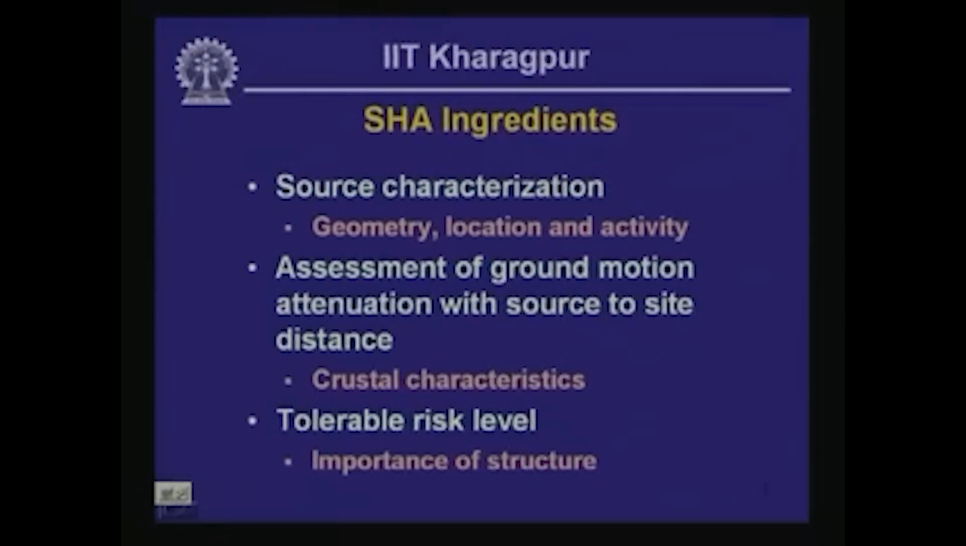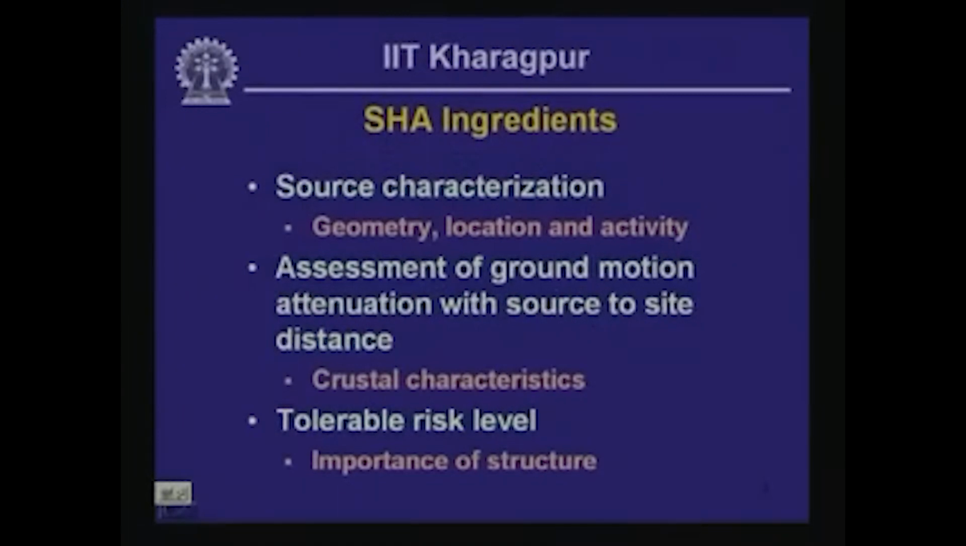Third input is, as I have alluded to earlier, the tolerable risk level. Now, basically tolerable risk level is associated with the importance of the structure. If you are considering the seismic hazard of a site where a nuclear power plant is to be established, the risk tolerance for that particular facility is going to be much lower than at a site where a simple multi-storied dwelling is going to be constructed. So, tolerable risk, the ground motion attenuation relationship and the uncertainty of that attenuation relationship, and source characteristics are the three major inputs of seismic hazard assessment.